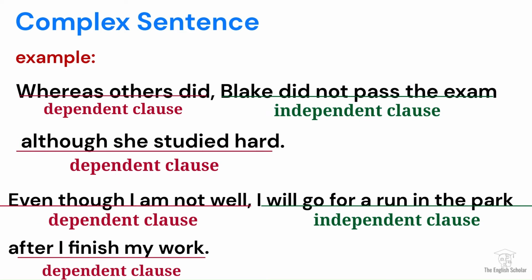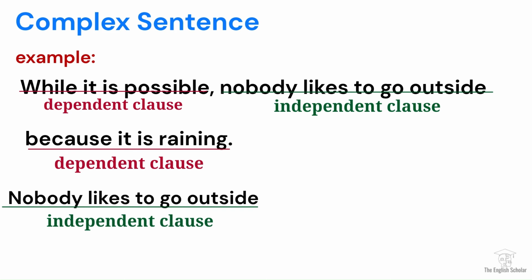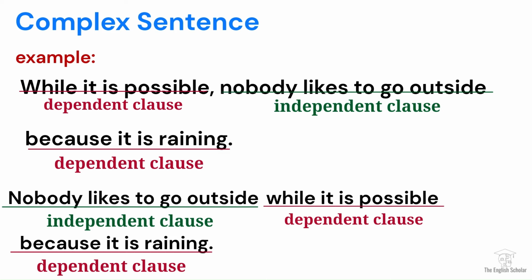Complex sentences in this form can be interchanged too, like in our previous examples, but we have to be careful in rearranging the clauses to avoid confusion. Let's take our first example. While it is possible, nobody likes to go outside because it is raining. We can put our independent clause first. Nobody likes to go outside, while it is possible because it is raining.